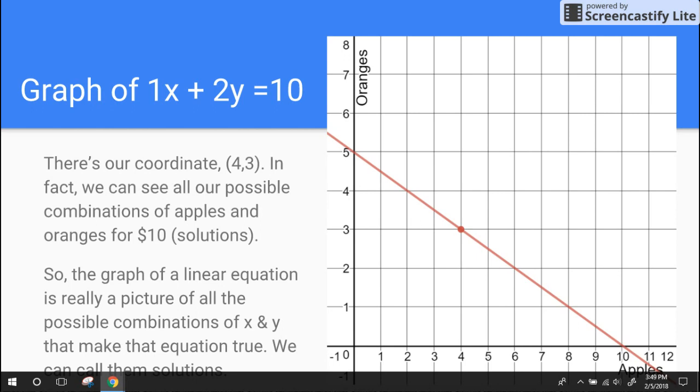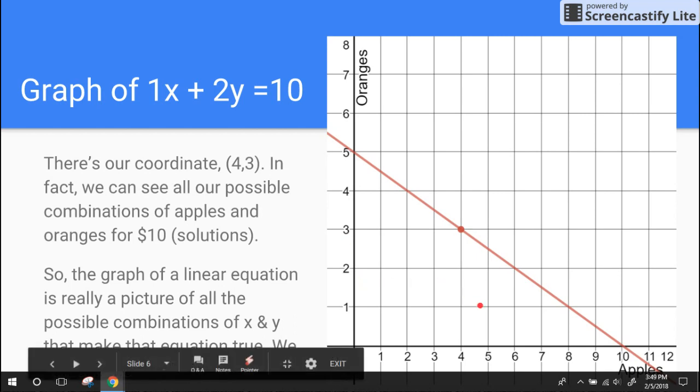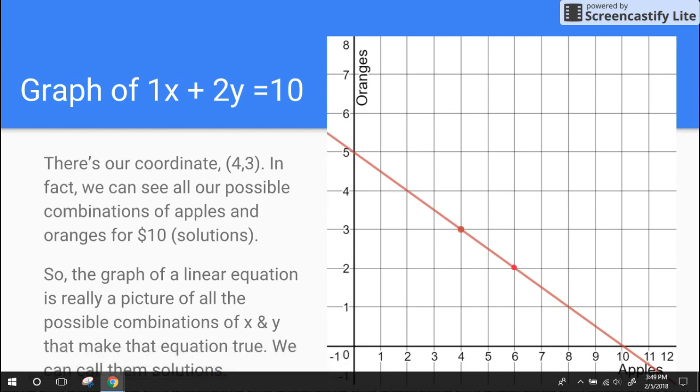So if I were to ask you real quick, hey, how many oranges am I going to get if I buy 6 apples? You're going to go to 6 on the x, because you know you have 6 apples, and you're going to see that correlates with a y value of 2. And since y is oranges, that means if you get 6 apples, you're going to get 2 oranges. Okay? So pretty cool how we can find solutions, which again are the values that satisfy an equation, that make it true, by just looking at the graph of that equation.